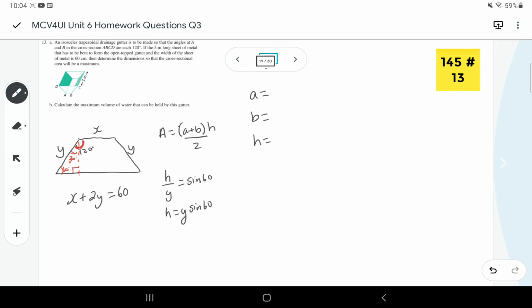Okay, so we know that sine 60 is root 3 over 2. So this is going to be root 3 over 2 times y for the height. The top is easy. The top is just my x. Now, the bottom is going to be harder because I need to have this x in the middle, but I also need to figure out that distance there.